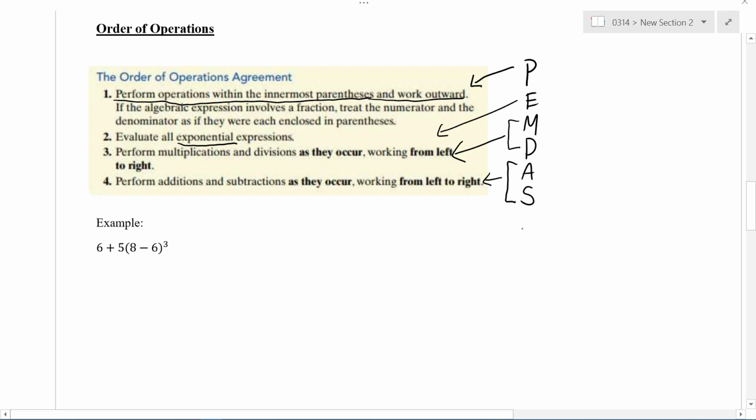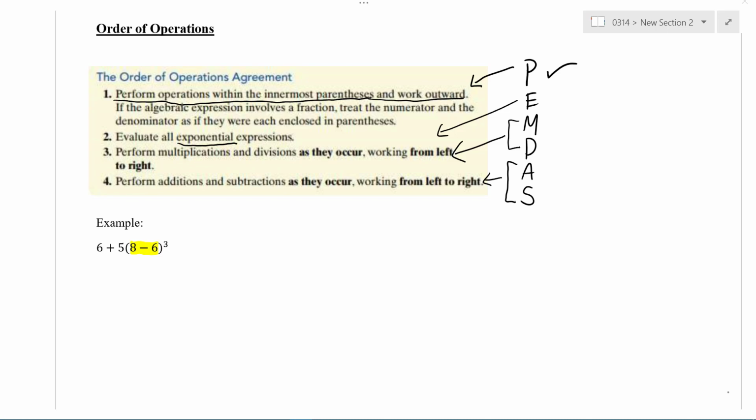So for example, if I have 6 plus 5, parentheses, x minus 6 raised to the power of 3. I have to follow these rules of operations. So you might be tempted to say, well, I'll just do 6 plus 5 and get 11 and then go from there. Well, adding and subtracting isn't until the very end. So the first thing I have to do is say, well, what's inside of parentheses that I can do? So inside of the parentheses here, I have 8 minus 6.